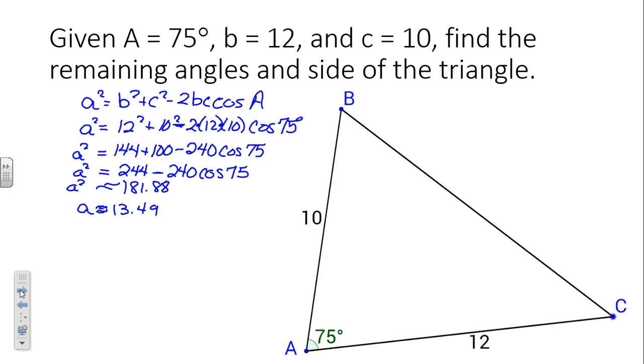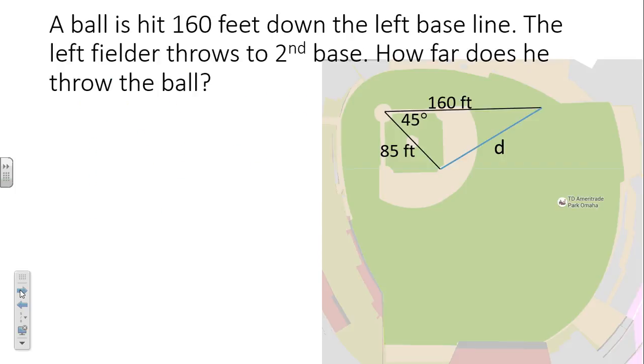All right, last type of problem to talk about. So when we learn the law of sines, we also learn how to find the area of triangles, right? Well, we're also using the, oops, sorry, I forgot one more question. Here's how we would do a real life problem. Okay, a ball is hit 160 feet down the left baseline, and the left fielder throws to second base. How far does he throw the ball? You see it? We'd have to use a law of cosines here again.